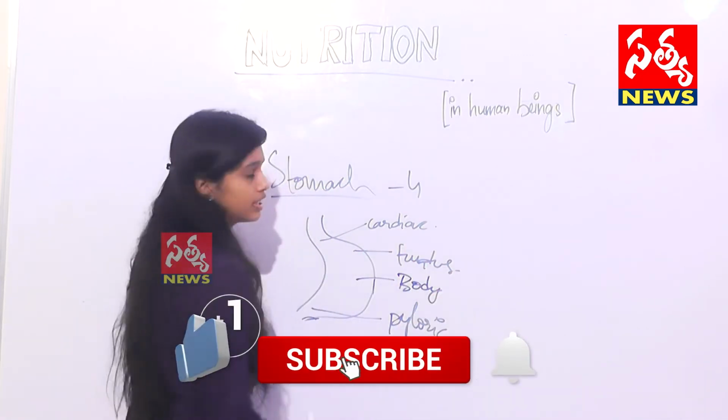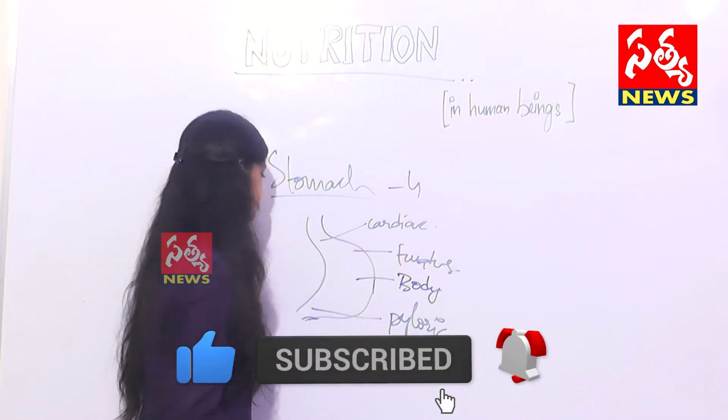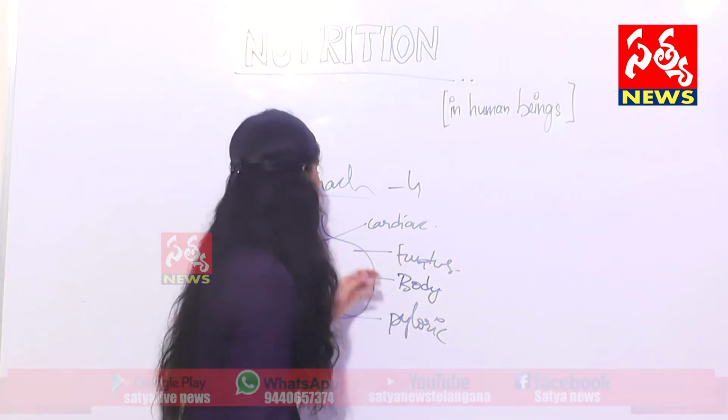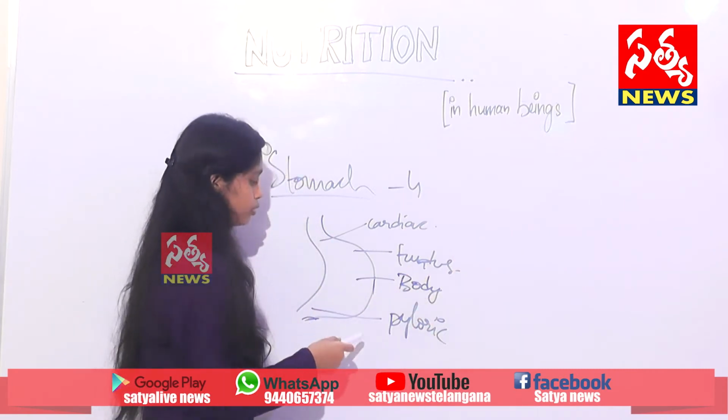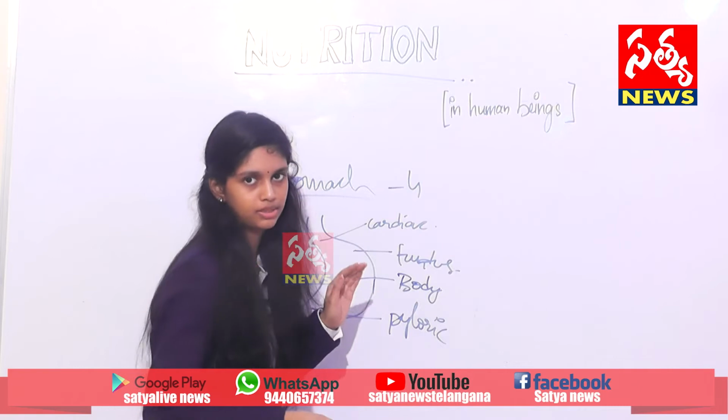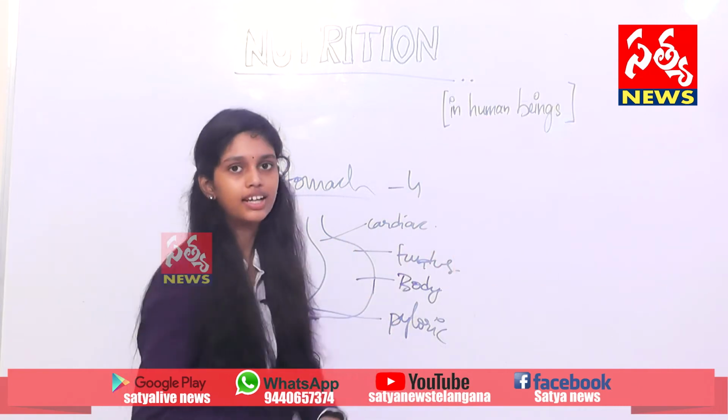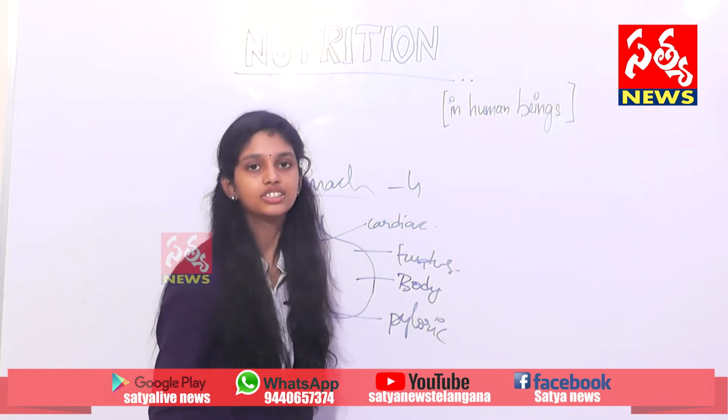This stomach consists of 4 layers of epithelium. In the stomach, the food is stored for 4 to 5 hours and mixes thoroughly with the gastric juice produced in the stomach, and that food digested in the stomach is called chyme.